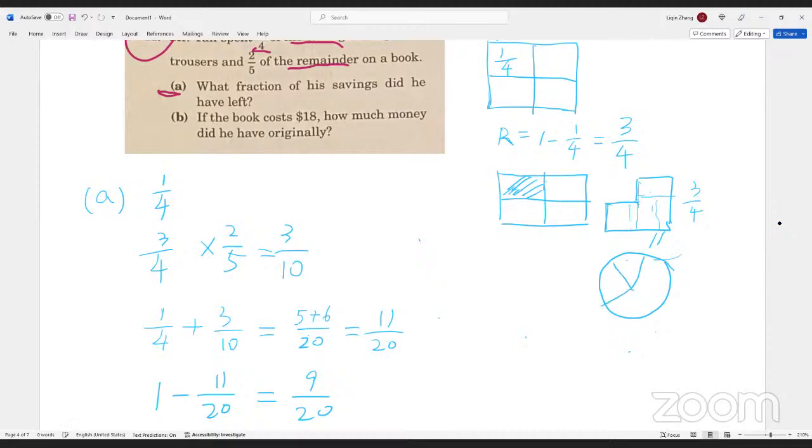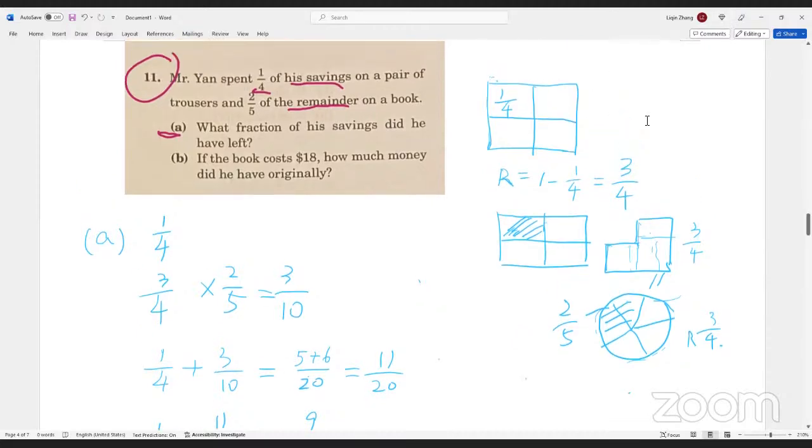And we draw it, we divide it as 5 parts. 1, 2, 3, 4, 5. Then 2 out of 5 will be used. But this base is the remainder. This is based on the 3 out of 4, the remainder, right? It's not based on the whole part. It's not based on the 1, the original saving. Because the original saving here is 1, right?